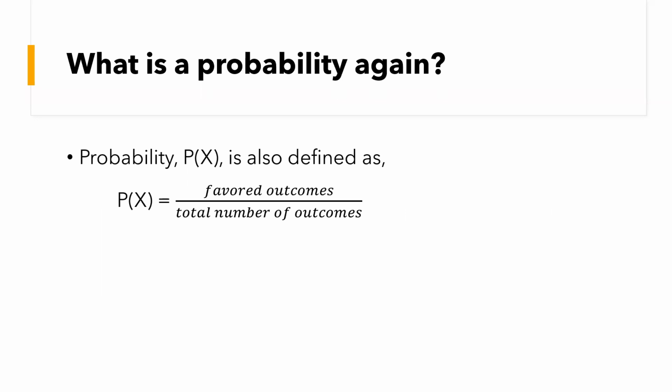Okay. But first, let me discuss what is a probability. Probability, also known as P of X, is defined as the favored outcomes being the numerator, while the total number of outcomes is the denominator. So the probability can be represented as either a decimal or a fraction or a percent. So any of the three is okay.